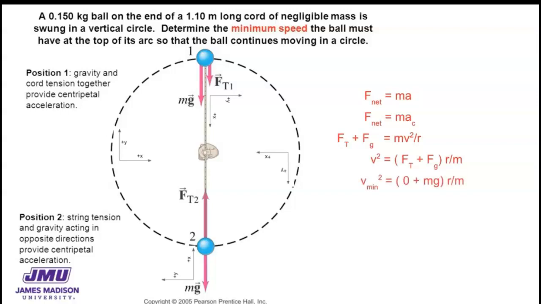And what that means is v squared equals mg times r over m. And the m will divide out, and I will wind up with the minimum speed at the top of the circle being the square root of gr. So I get 3.28 meters per second in this particular problem. But that square root of gr should look familiar.